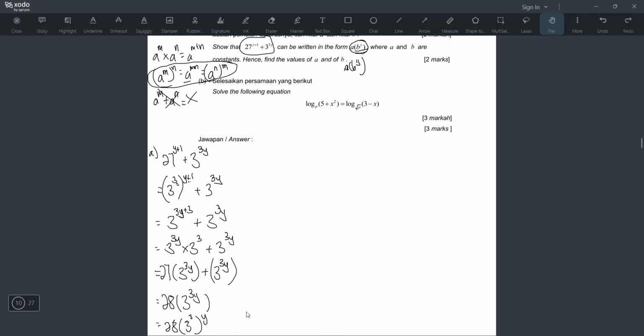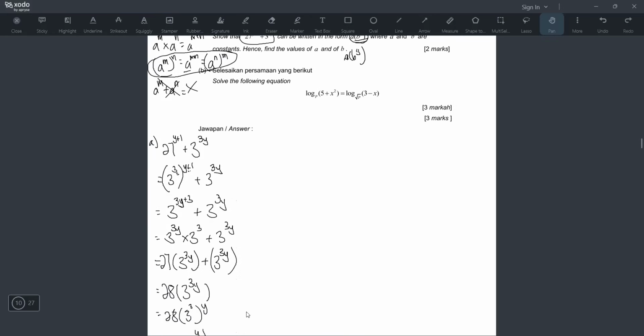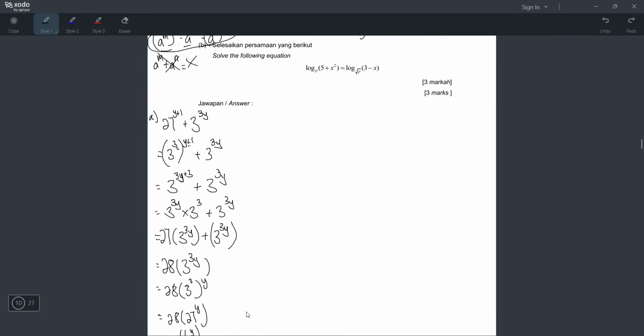Okay, now we do B question. All right, B question, I don't think it's related to A, so I can just cover it. And then now I'll do B here. So let's read what they want. Solve this equation. Solve means find x.